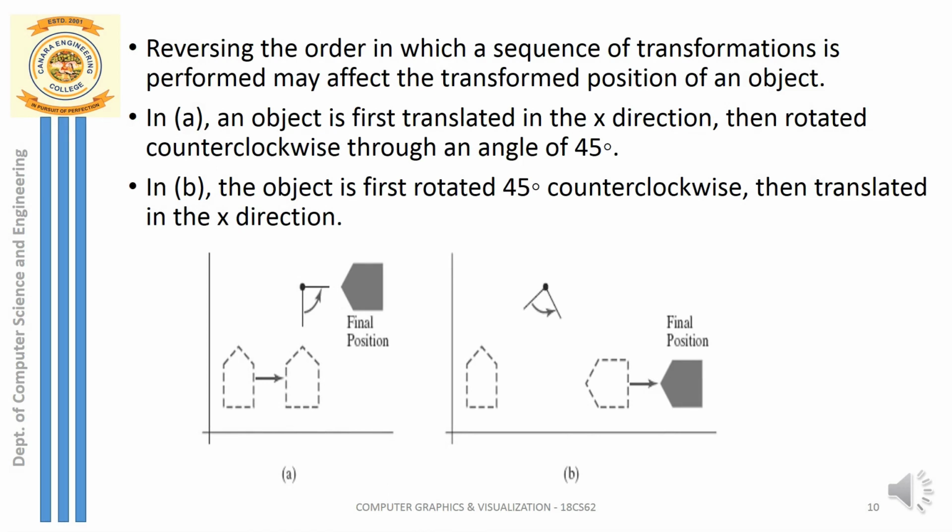Next we have the continuation of the property. The next point that you have to remember is reversing the order. What is the meaning of reversing the order? Reversing the order is something like, instead of right to left, you change the order to left to right. In this case, the sequence of transformations you have performed may change the position of the object altogether.